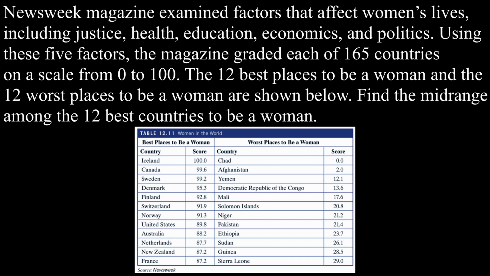Newsweek magazine examined factors that affect women's lives, including justice, health, education, economics, and politics. Using these 5 factors, the women graded each of 165 countries on a scale from 0 to 100. The 12 best places to be a woman and the 12 worst places are shown below. Find the mid-range among the 12 best.